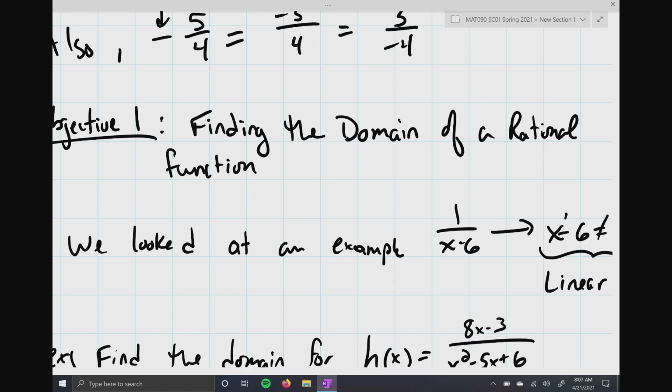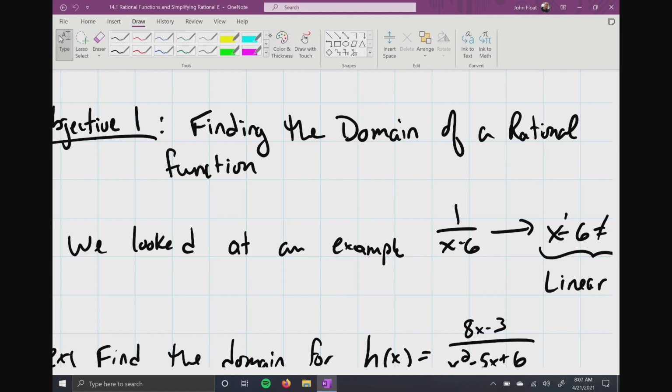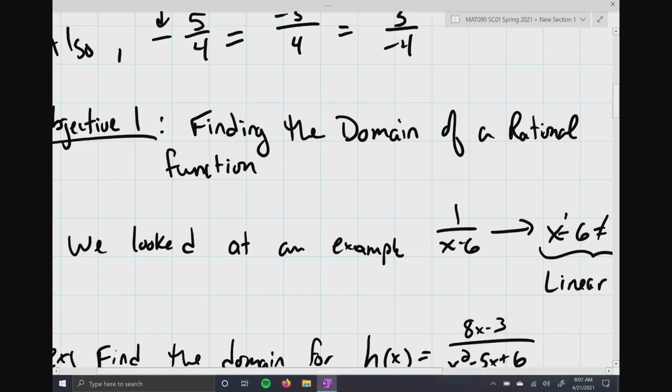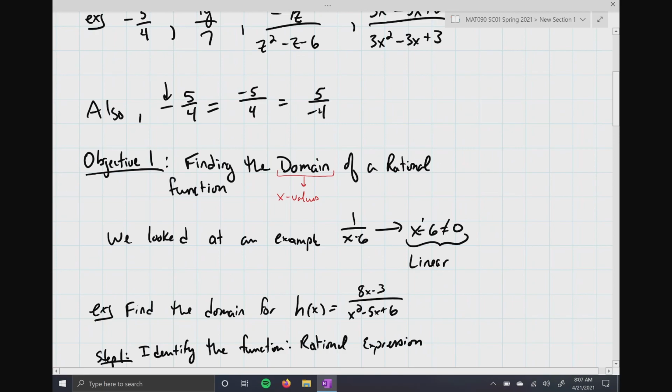And remember, when you see the word domain, you should be thinking x values. What x values can I use inside of this function that's not going to break it? And this was basically a review for us because we looked at domains earlier in the semester.